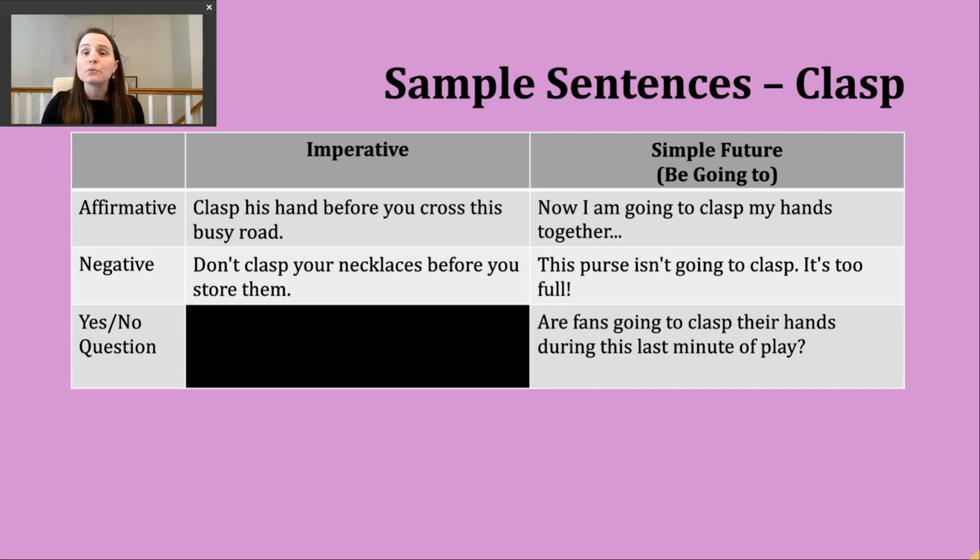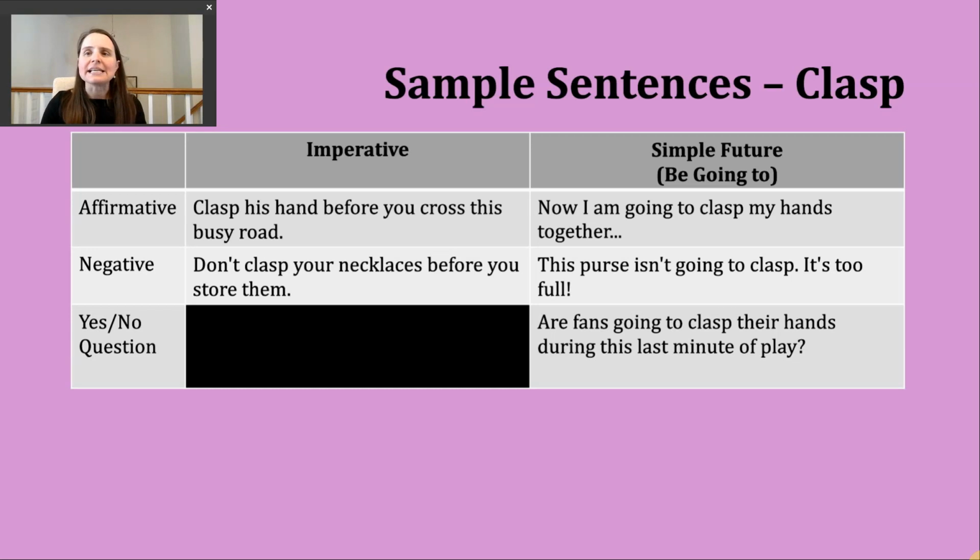Now, with be going to, we do need to pay attention to our subject. Okay? And that's because our form of be will change based on the subject. If our subject is I, we're going to use am. If our subject is you, we or they will use are. And if our subject is he, she, or it, then we'll use is. Okay, so we have our appropriate form of be, then we're going to use going to, and then the base verb.